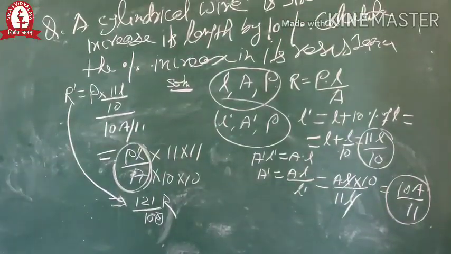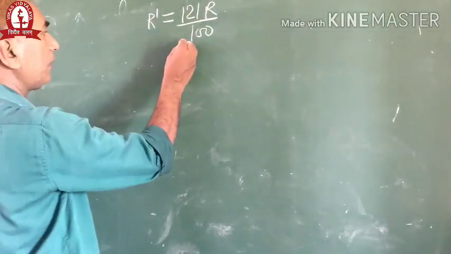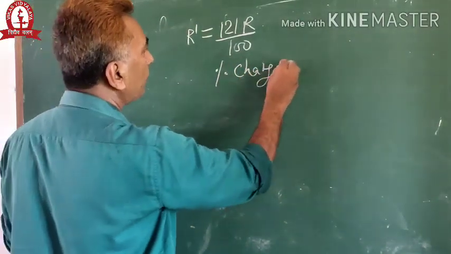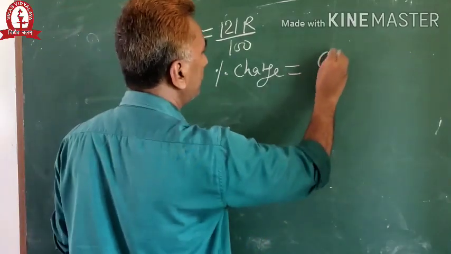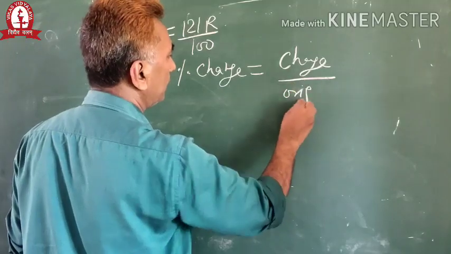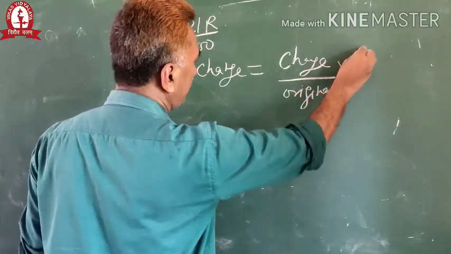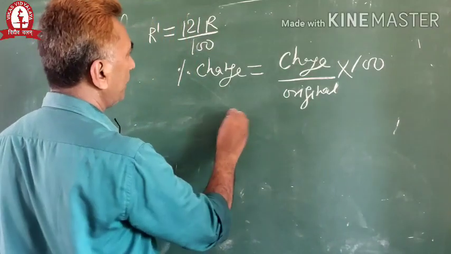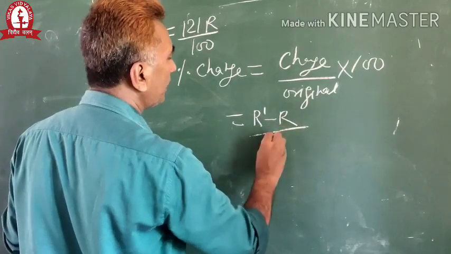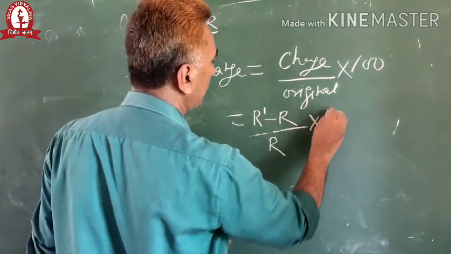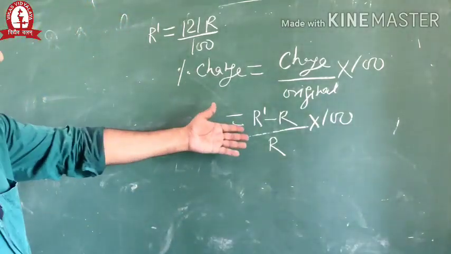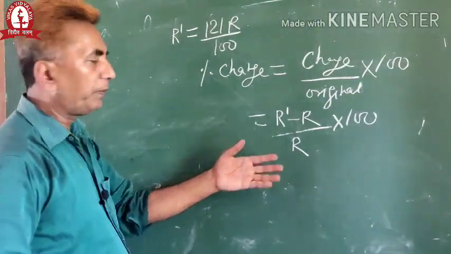Now I have to calculate the percentage change. Percentage change is equal to change upon original, multiplied by 100. That means here it has increased, so I can take R dash minus R upon the original, which is R, multiplied by 100. Now the physics is over. I have to just put the value of R dash and by simplifying we will get the answer.